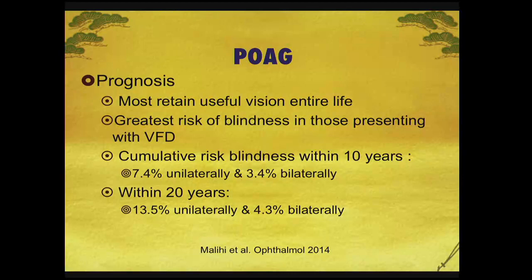So the numbers now, within 10 years, 7.4% of patients will be blind in one eye and 3.4% will be blind in both eyes. Within 20 years, those numbers go up a little bit, 13.5% in one eye and 4.3% in both eyes.